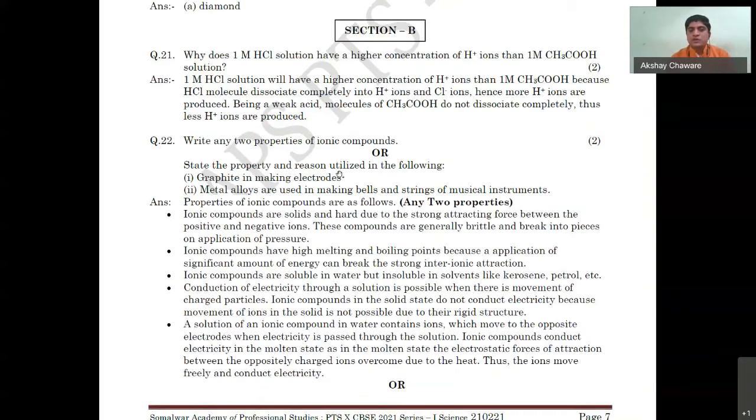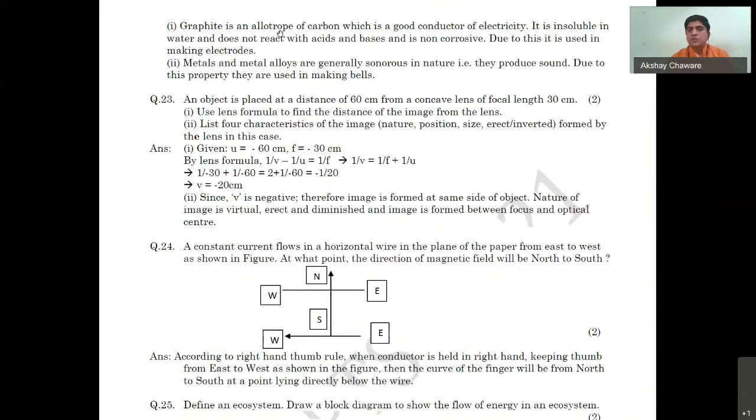Now state the property and reason utilized in the following: graphite in making electrodes, and metal alloys used in making bells and strings of musical instruments. If we see graphite, graphite is an allotrope of carbon, which is a good conductor of electricity. Actually, that is an exception in non-metals. And due to this, it is used in making electrodes. Metals and metal alloys are generally sonorous in nature. We know the sonority property of metals, and that's why they produce sound. And due to this property, they are used in making bells.